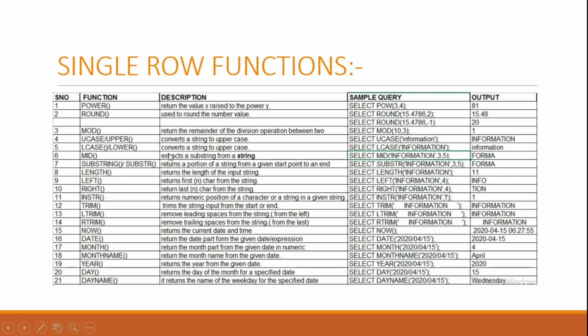Third function is mod. It returns the remainder between two numbers. So if you divide 10 by 3, the remainder comes as 1, hence the answer is 1.